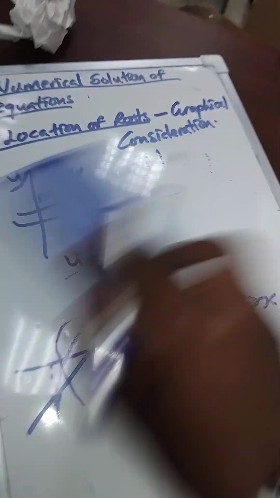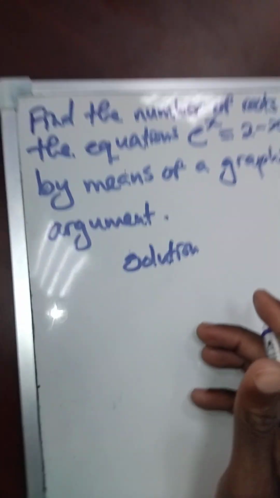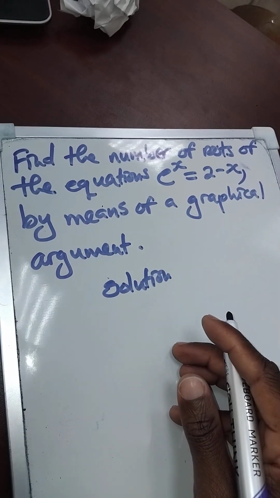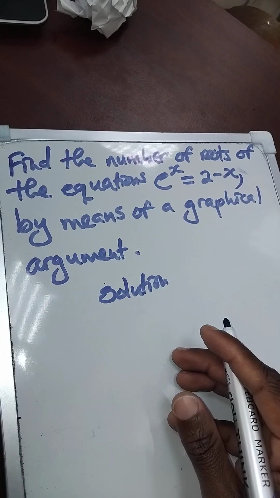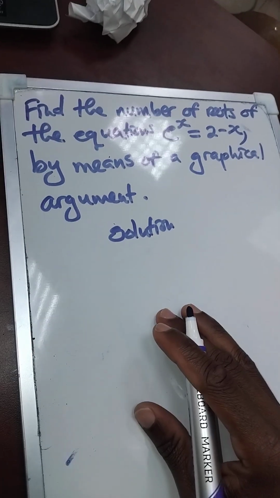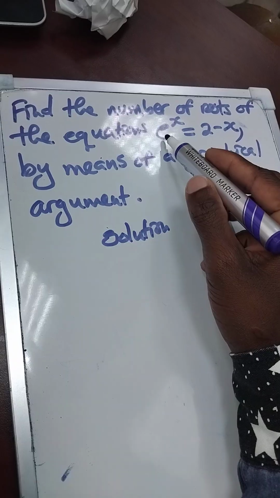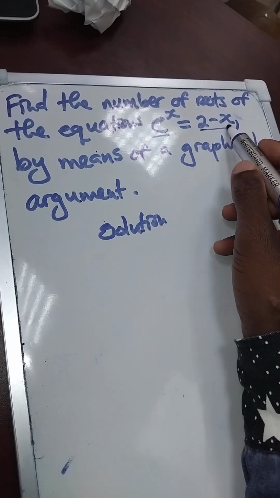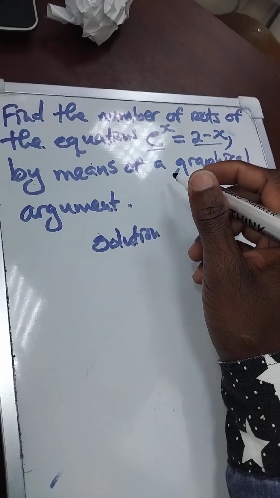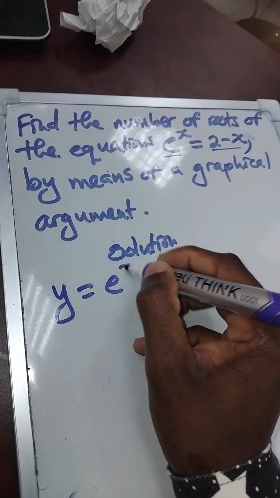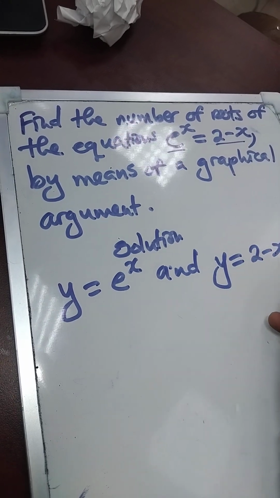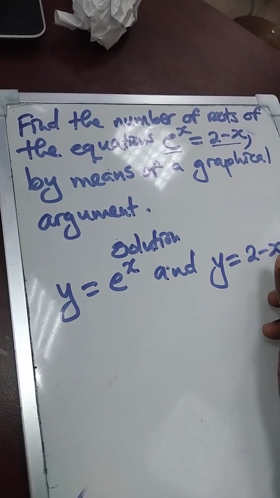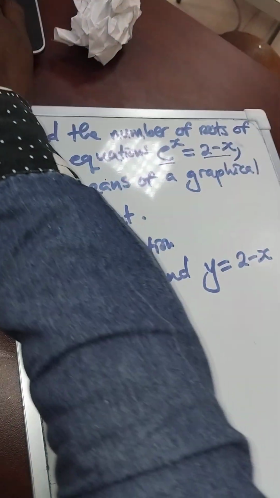So for example, find the number of roots of the equation e to the power x is equal to 2 minus x by means of a graphical argument. The roots are where the curve and line intersect. So we sketch the graph of y is equal to e to the power x and y is equal to 2 minus x on a single diagram. We find the number of points of intersection.